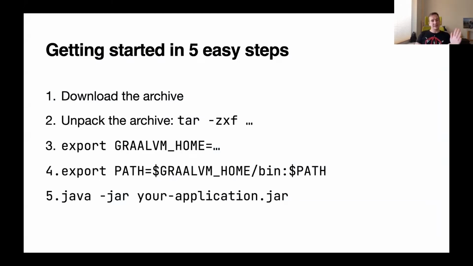How do you get started? Very simple. You download the archive, you unpack it, you put it on the path, and you run it normally. There is a Java launcher in the bin directory of the GraalVM. You just run it normally for your application. It will be configured with the GraalVM compiler automatically. You don't have to do anything. It's a compatible JDK distribution.